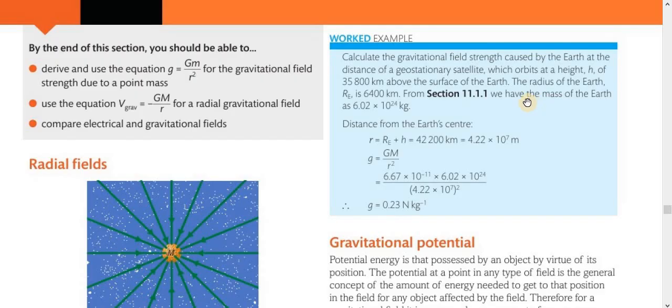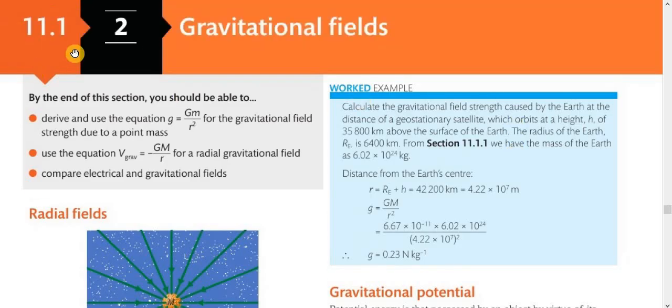Let's go through an example to help you understand this better. Calculate the gravitational field strength caused by the Earth at a distance of a geostationary satellite which orbits at a height h of 35,800 kilometers above the surface of the Earth. The radius of the Earth is RE, E for Earth, R for radius, equal to 6,400 kilometers from section 11.1.1. Now we are in 11.1.2. We have the mass of the Earth as 6.02 into 10 to the power 24 kilograms.